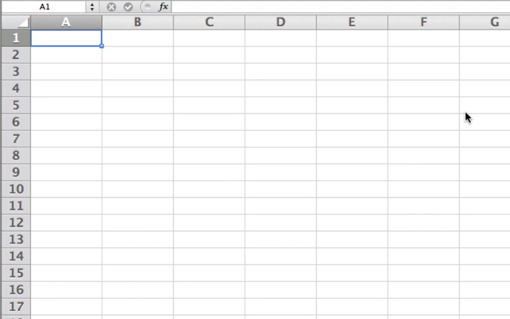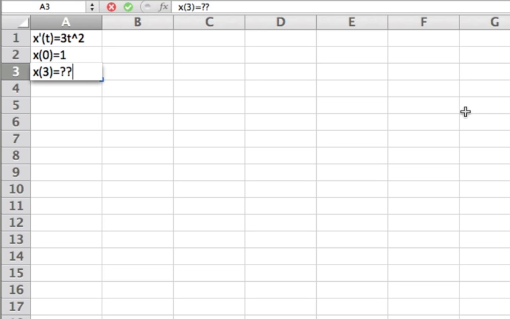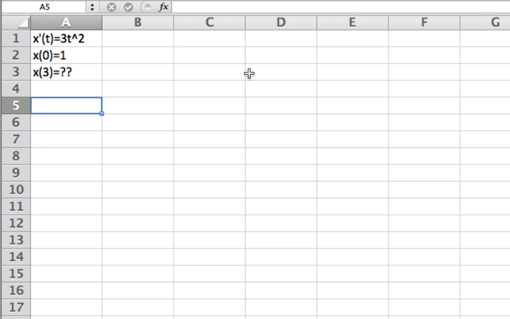So just for reference, let's put a few things up here in the top corner. First, that x prime of t was given to us as 3t squared, and we also were told that x of 0 was equal to 1, and we are interested in x of 3. That's just for reference.